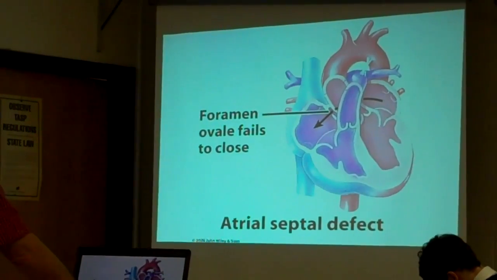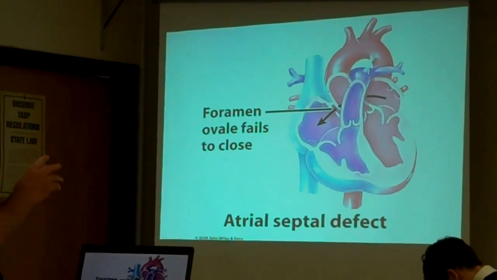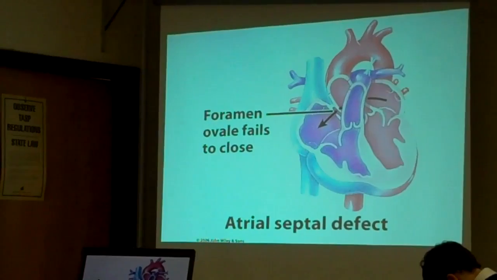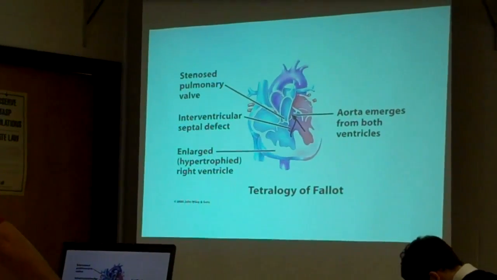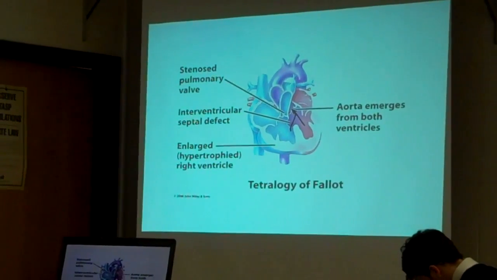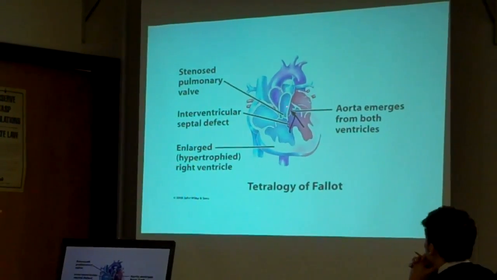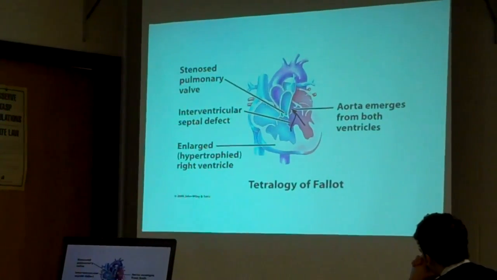And then right here, atrial septal defect, that would be the foramen ovale. That one doesn't show the foramen ovale. I don't know if that has a name, it's just that the foramen ovale fails to close. And then down here, tetralogy of Fallot, excuse me. A stenosed pulmonary valve. I had it in my notes, maybe stenosed pulmonary artery, but I think stenosed pulmonary valve, it doesn't work right.